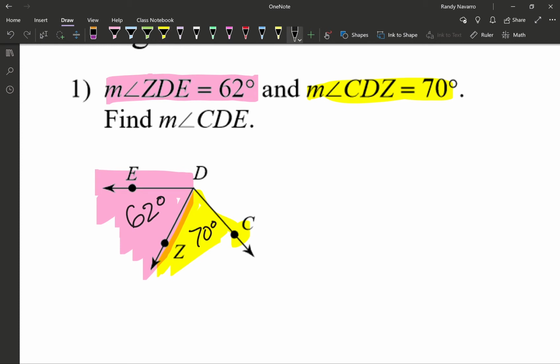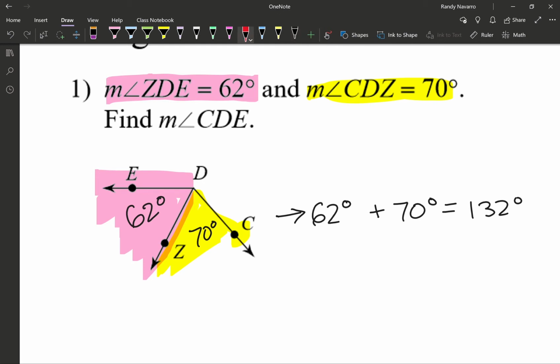And I know what you're thinking. You might be saying, Mr. Navarro, I could just add 62 degrees plus 70 degrees, and that's going to equal 132 degrees. I get that. But in geometry, we need the geometry. This is all algebra right here. You're adding something and making it equal to something else.